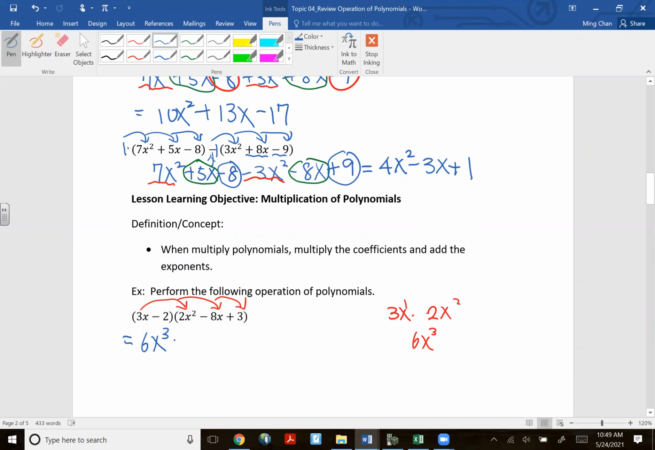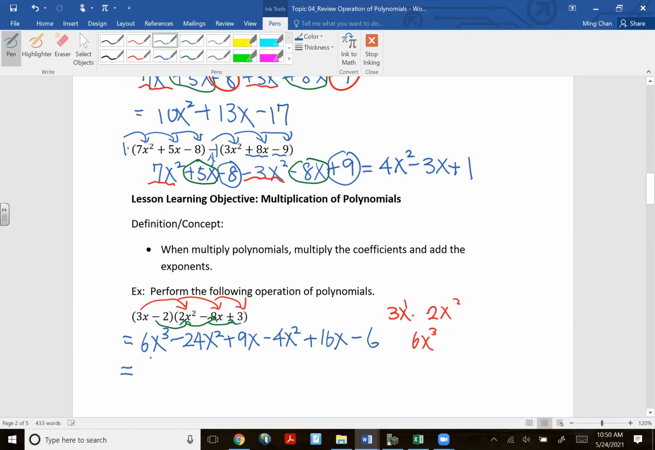3x times negative 8x is negative 24. x to the what power? Second power, right? 1 plus 1. 3x times positive 3 is positive 9x. So that's the 3x multiplying. Now the second term in the first parenthesis, negative 2, will also multiply all 3 terms. Negative 2 times 2x is negative 4x squared. Negative 2 times negative 8x is positive 16x. Negative 2 times positive 3 is negative 6. So 2 terms times 3 terms, you should have 6 terms coming out.